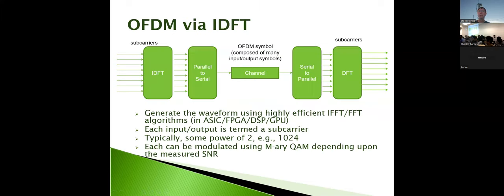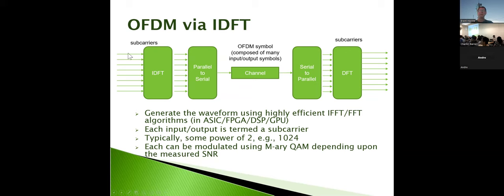So we can generate this waveform using a highly efficient inverse fast Fourier transform algorithm. It's just an algorithm to do discrete Fourier transforms, but it turns out it's an optimal algorithm. And then that can be implemented in an ASIC or an FPGA or DSP or even GPUs, right? And you can do that very, very efficiently. And so we're able to parallelize this whole processing.